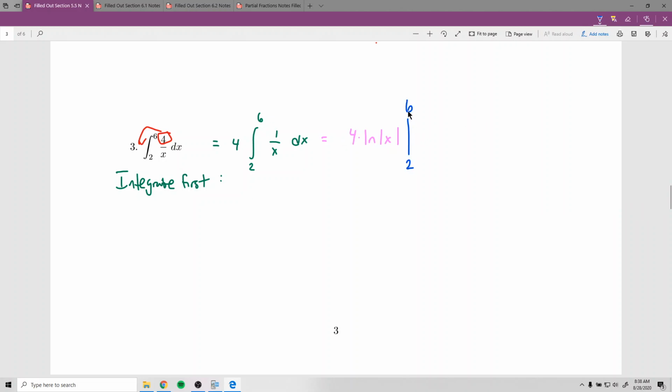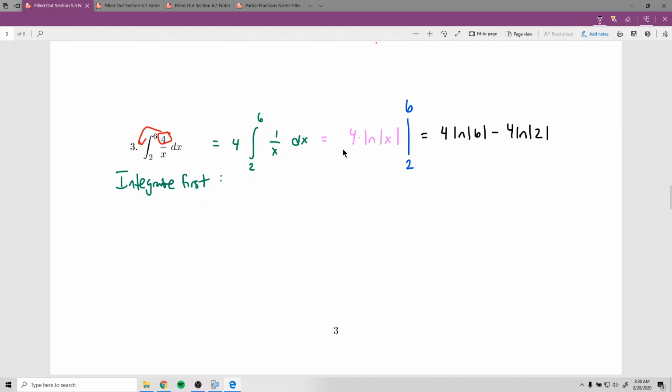Instead, we do our evaluation bar. So we got 4 times the natural log of x. Because I don't have multiple terms here, I'm not going to use parentheses. I'm just going to leave it like this. And then I'm going to plug in exactly like before. Plug in the top, subtract, and plug in the bottom.